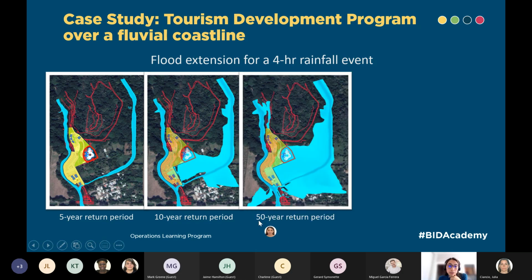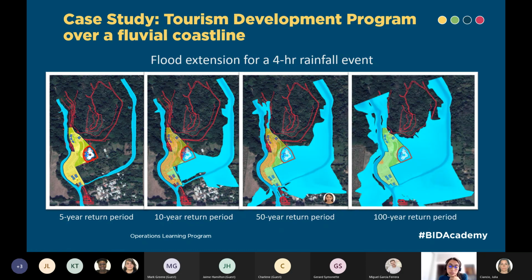These are the results for the 50-year return period. As you can see, the blue area is showing us more impacts both to the park and to the communities. And for the 100-year return period, the conditions are worse, and the water also affects the trails that tourists use here in the upper area of the park.